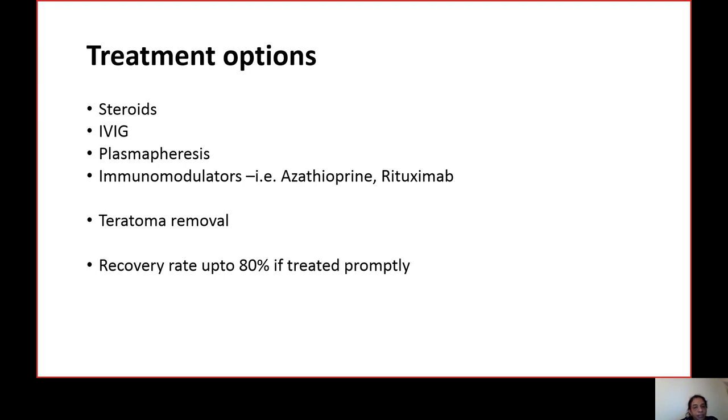So since this is an upcoming topic, I think all of you should consider this whenever you see a patient and have a suspicion of this, so that will improve the outcomes of these patients if you treat well.